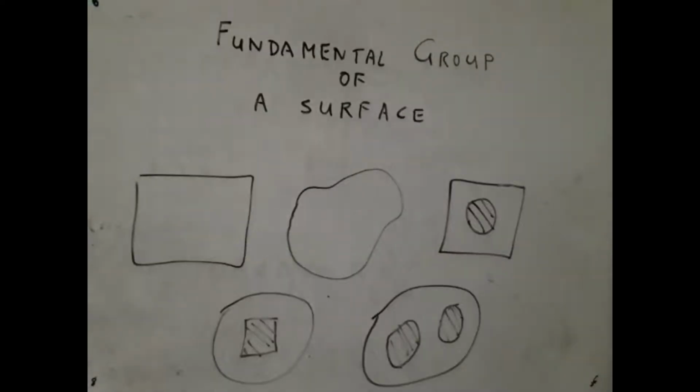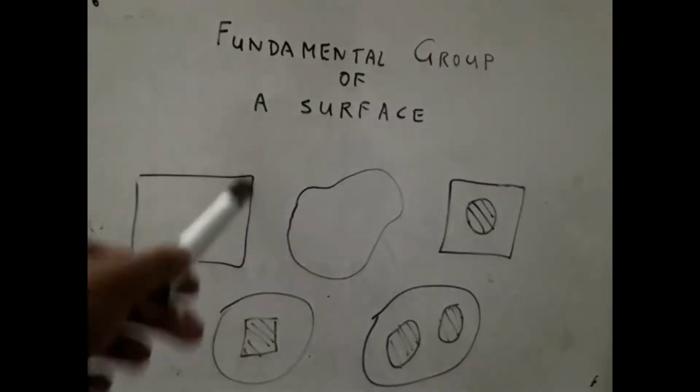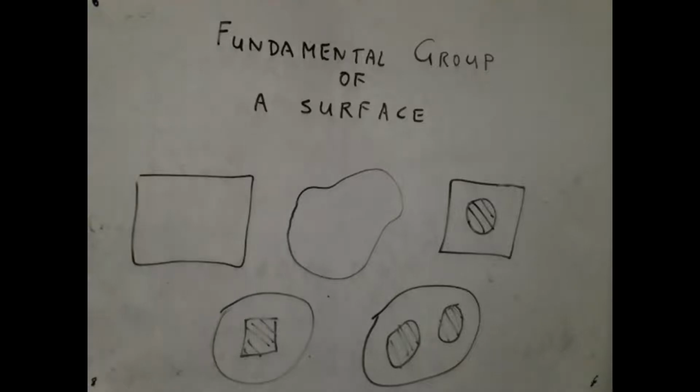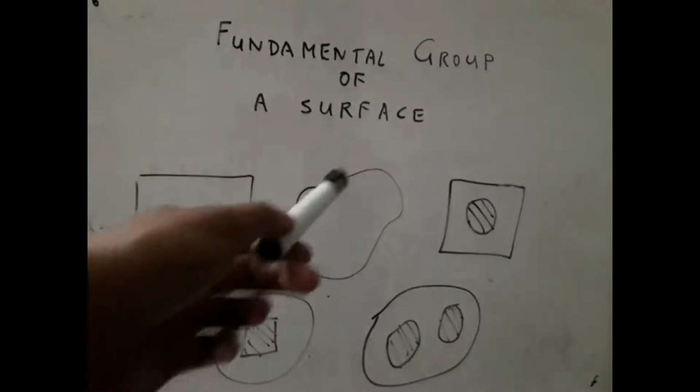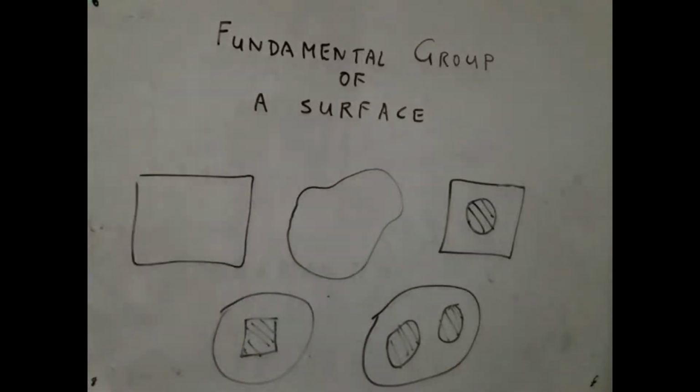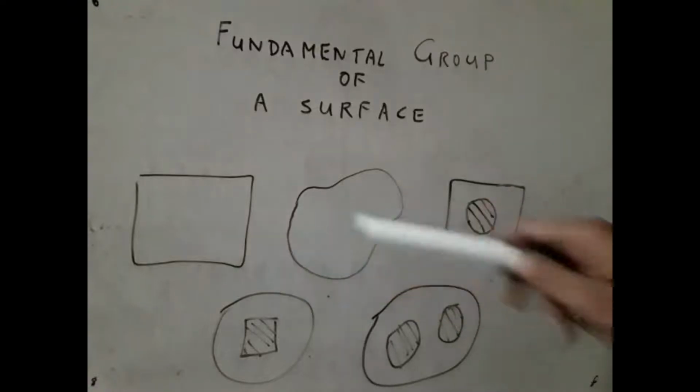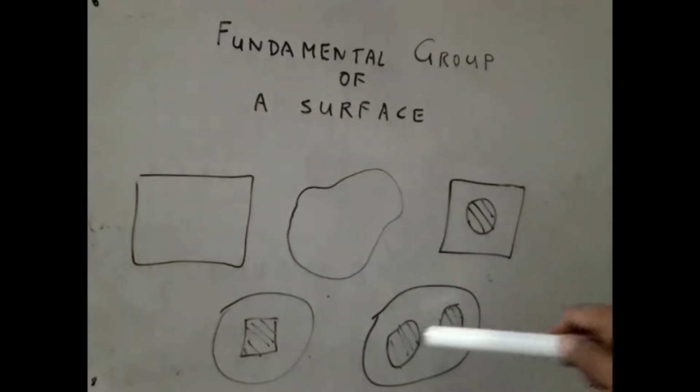A completely different type of group may be obtained in the following way. It is called the fundamental group of a surface. To understand the idea, we start with these examples. Here is a piece of cardboard, a rectangular piece of cardboard. Here is another piece of cardboard which is shaped irregularly, and here is a cardboard with a hole in it. Here is another one with a hole in it. Here is one with 2 holes in it.